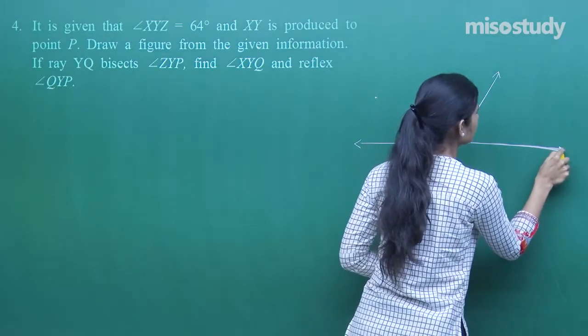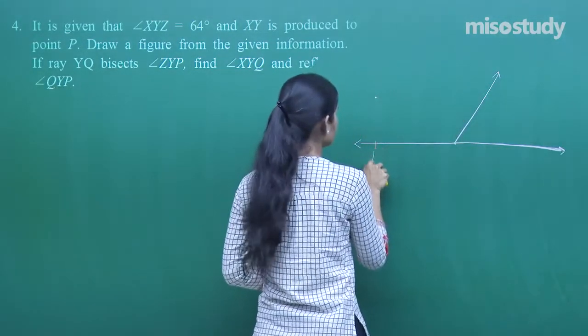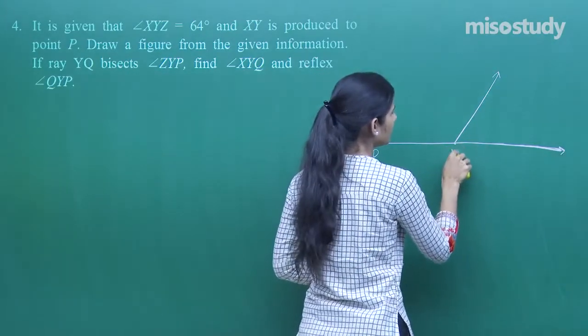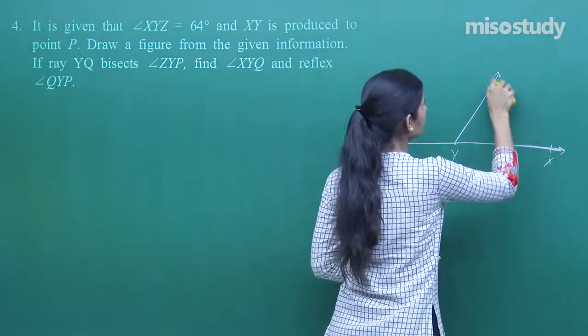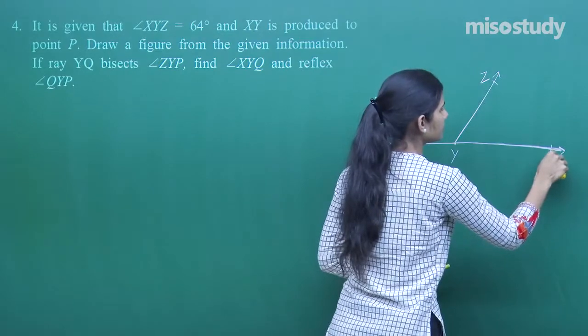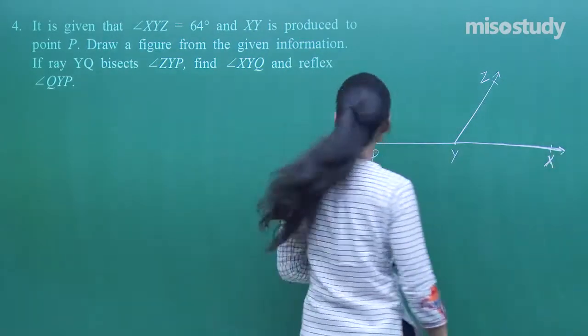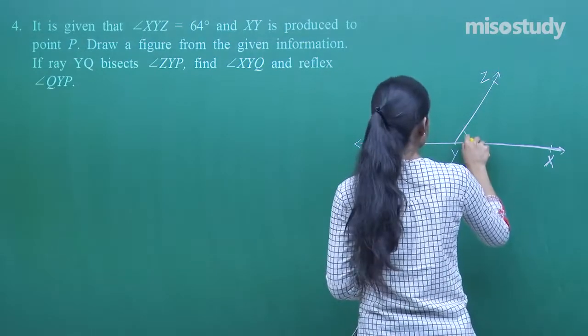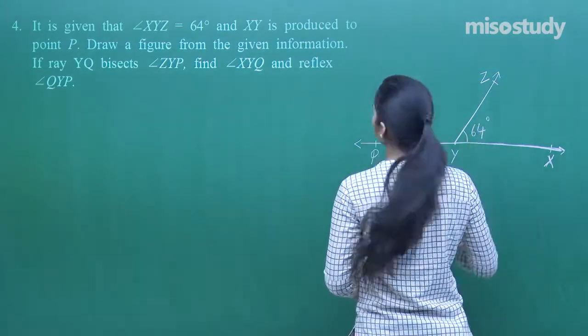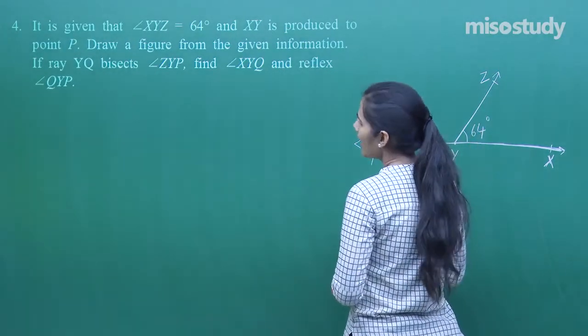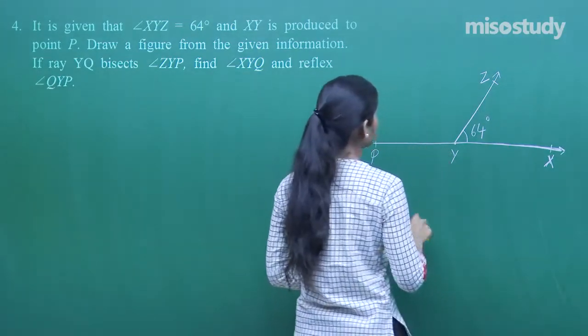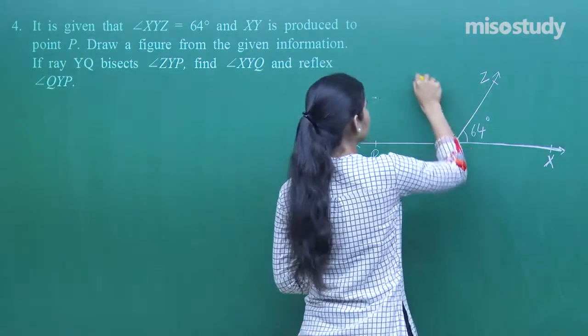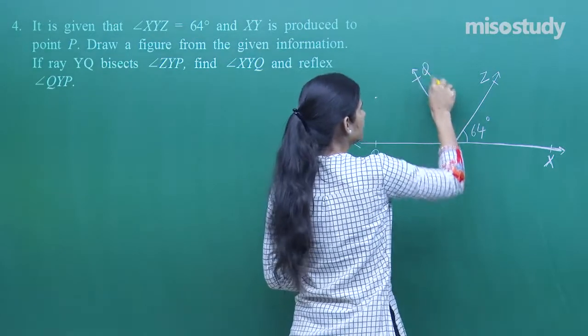Say this is XY, say this is somewhere P, this is X, and somewhere here is Z. Is it clear? Draw a figure of the given information X, Y, Z. This is 64. Next it says YQ bisects ZYP. So YQ is the bisector of ZYP.